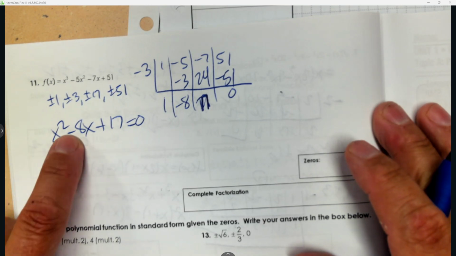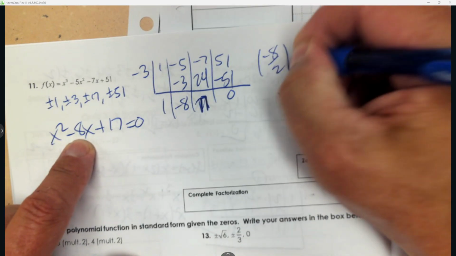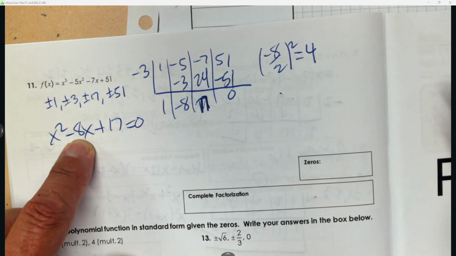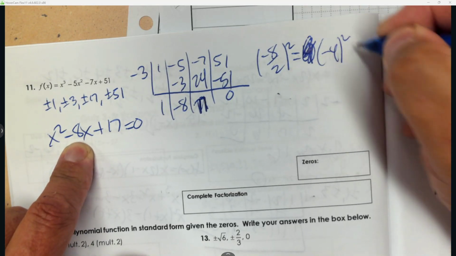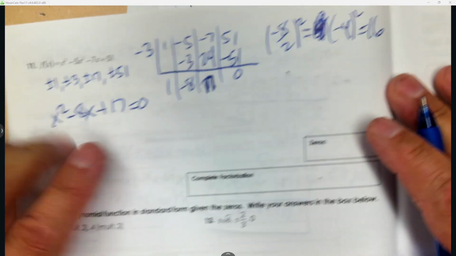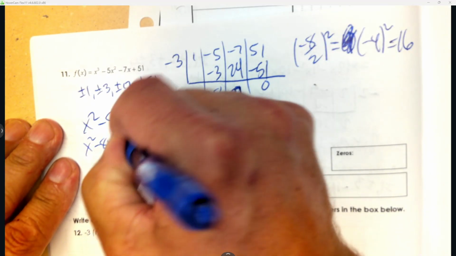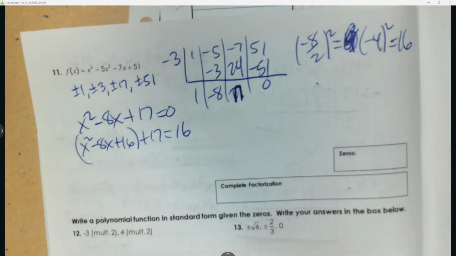So I'm going to take a, b, c. I'm going to take the b value, and I'm going to divide by 2 and square and come up with a magic number. So negative 4 squared, which is equal to 16. So that number 16 is going to be added to both sides. So I'm going to add it to the left, and I'm going to add it to the right.